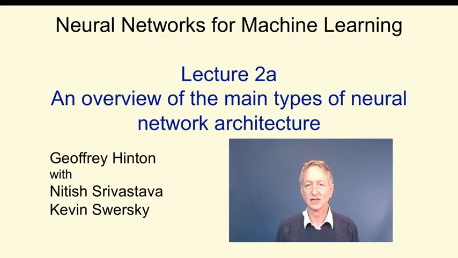In this video, I'm going to describe various kinds of architectures for neural networks. What I mean by an architecture is the way in which the neurons are connected together. By far the commonest type of architecture in practical applications is a feed-forward neural network, where the information comes in at the input units and flows in one direction through hidden layers until it reaches the output units. A much more interesting kind of architecture is a recurrent neural network, in which information can flow round in cycles.